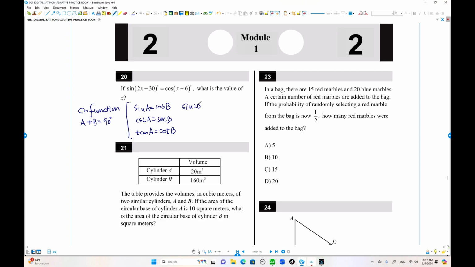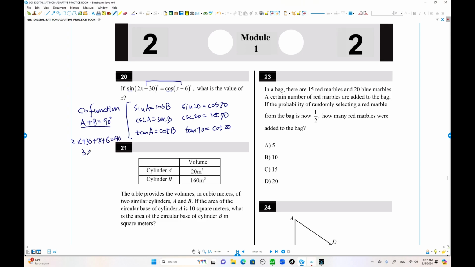So look like this one. Sine 20, you switch to cosine, that is cosine 70. Cosecant 20 equals secant 70. Tangent 70 equals cotangent 20, something like that. You can switch at times. But if cosine and sine are equal, it means the sum of these two angles is 90 degrees. That's the co-function. So 2x plus 30 plus x plus 6 equals 90.